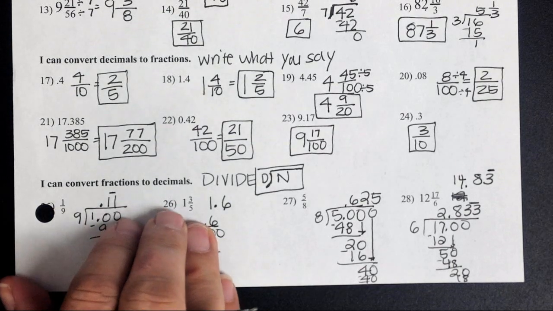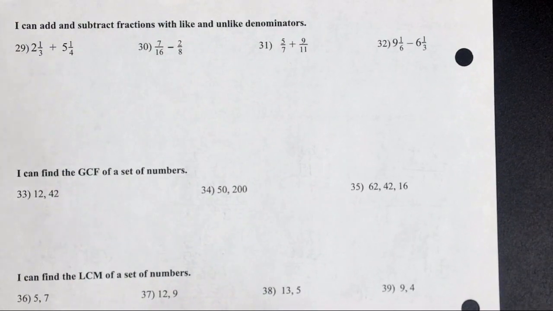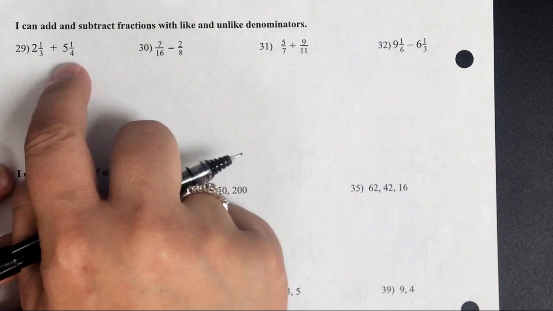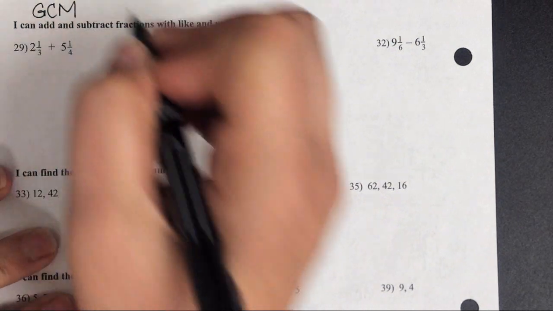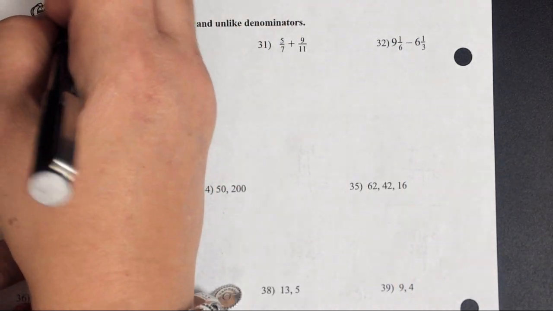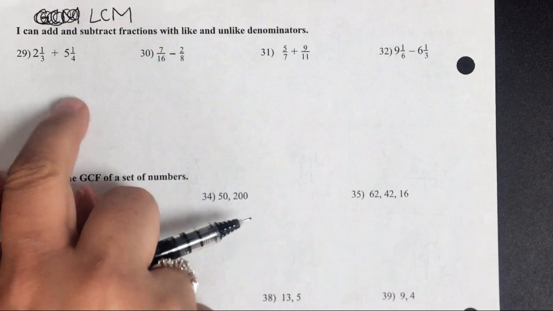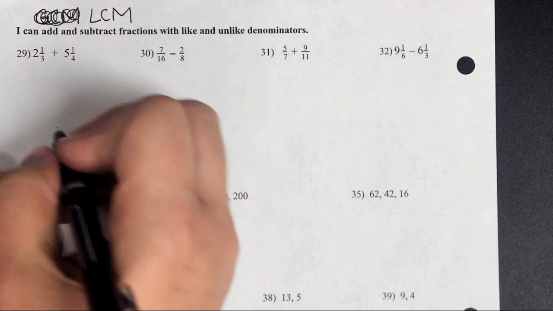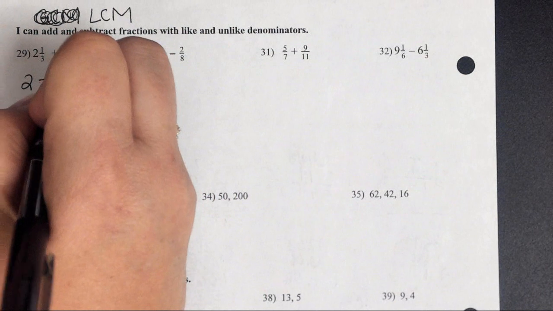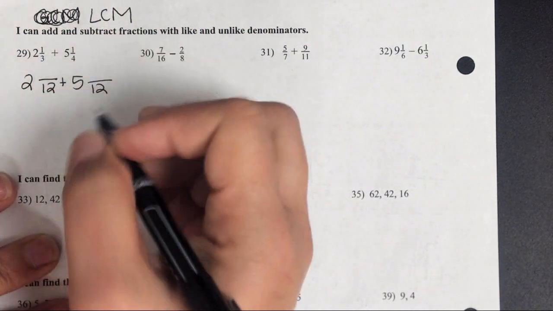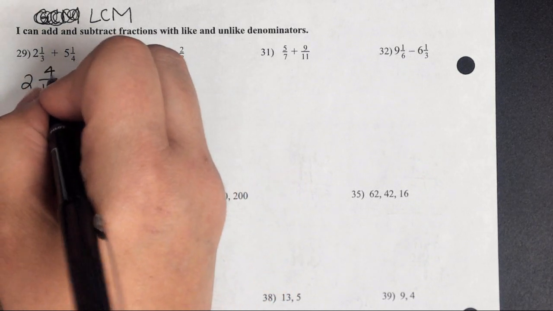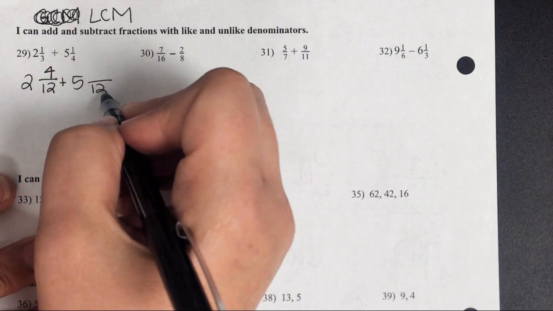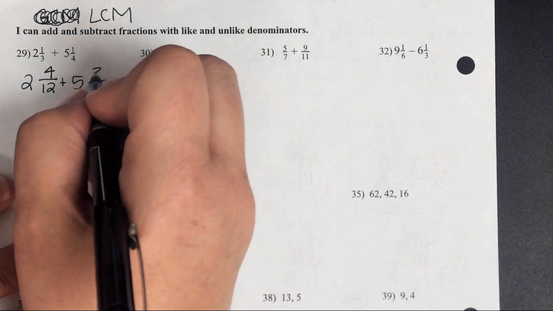Okay? Let's flip to the back. Now we are doing addition and subtraction with like and unlike denominators. Remember, if my denominators are not the same, I have to find my greatest common multiple. I'm sorry, I just said that wrong. My least common multiple. Okay, my least common multiple between 3 and 4 would be 12. So that means my new denominators are going to be 12. If I did 3 times 4 to get 12, then 1 times 4 would be 4. If I did 4 times 3 to get 12, then 1 times 3 would be 3.